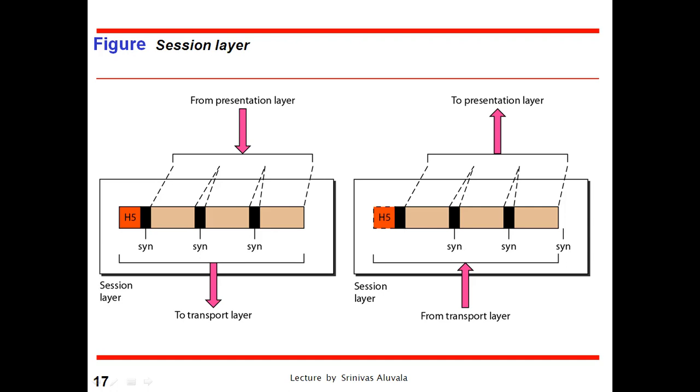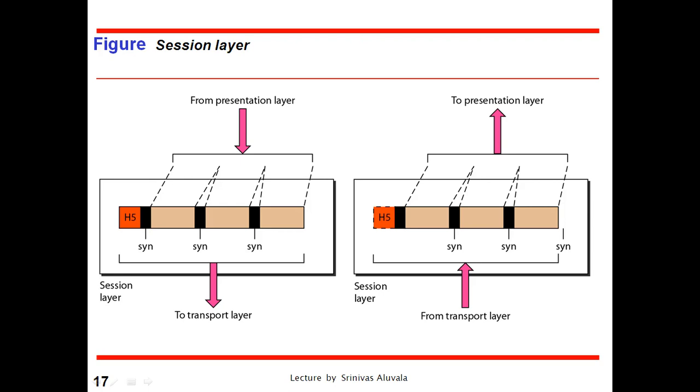The specific responsibilities of the session layer are dialog control. What is dialog control? The session layer allows two systems to enter into a dialog. It allows the communication between two processes to take place in either of the communication modes, that is, one way at a time or two way at a time. In other words, it's half duplex or full duplex. And the session layer also takes the responsibility of synchronization.